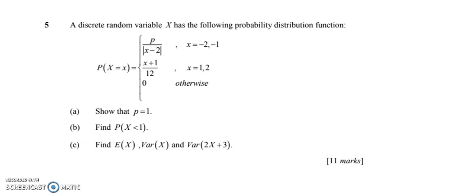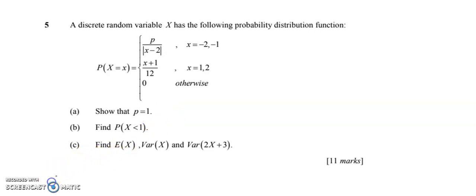Hi everyone, this is Section B, question 5. Given a discrete random variable X has the following probability distribution function, we can see that the random variable takes the values -2, -1, 1 and 2. Show that p equals 1.